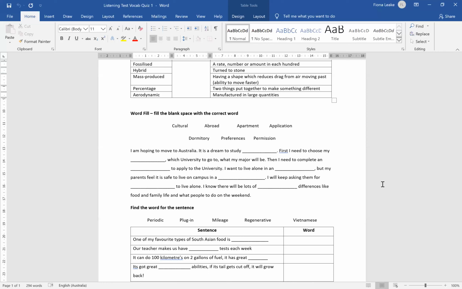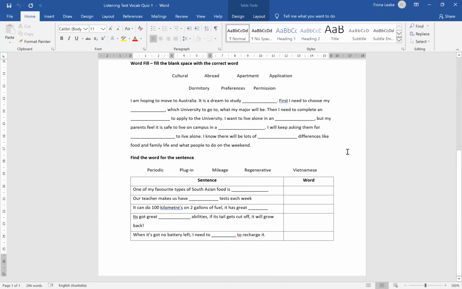I know there will be lots of differences like food and family life and what people do on the weekend. Again, feel free to press pause if you need a little extra time to complete those answers.